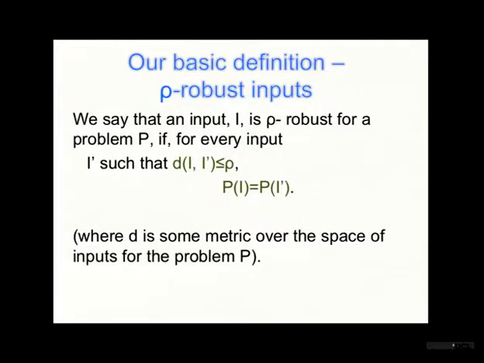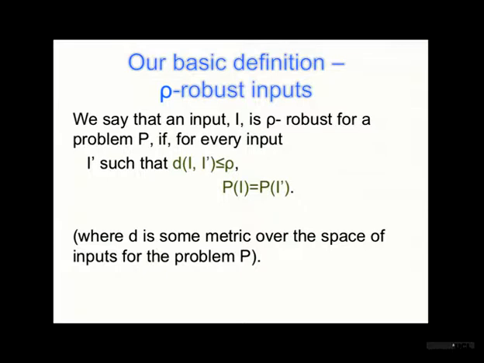So here is my definition of robustness to perturbations. You assume that you have some input I, and I have here a robustness parameter rho, and I say that I is rho robust for a problem P. So it is for a specific problem. If for every input I prime, such that the distance between I and I prime is less than rho, the answer on I is the same as the answer on I prime. So of course for this I need to define some notion of a metric between instances. So this is the basic intuition.